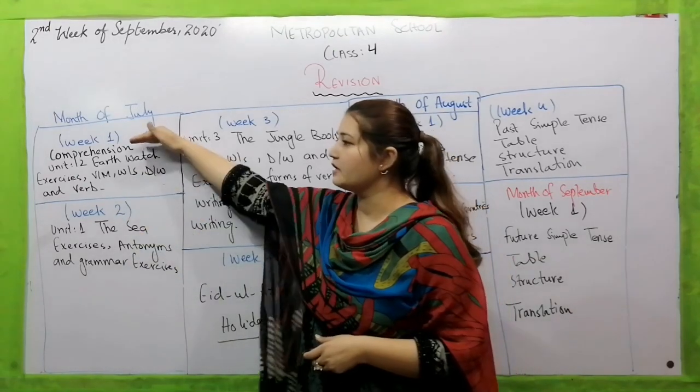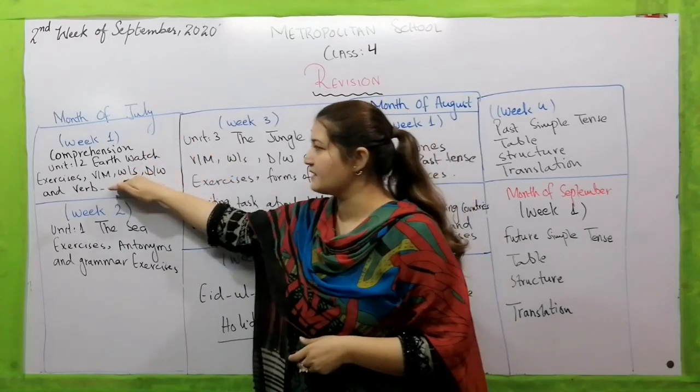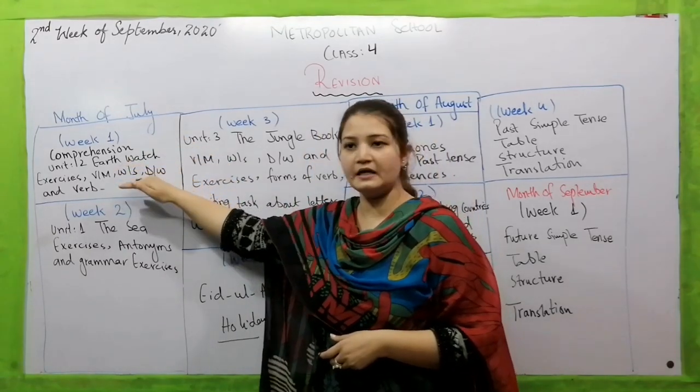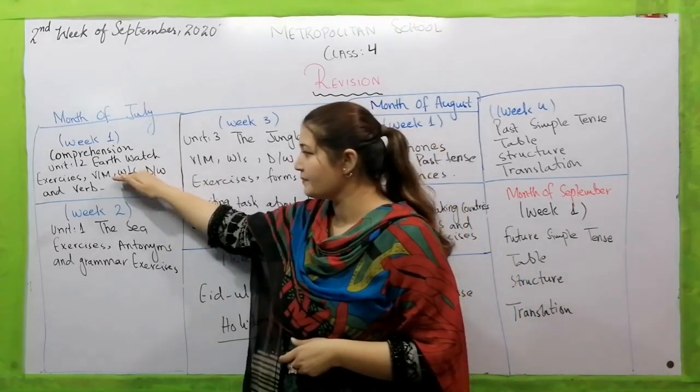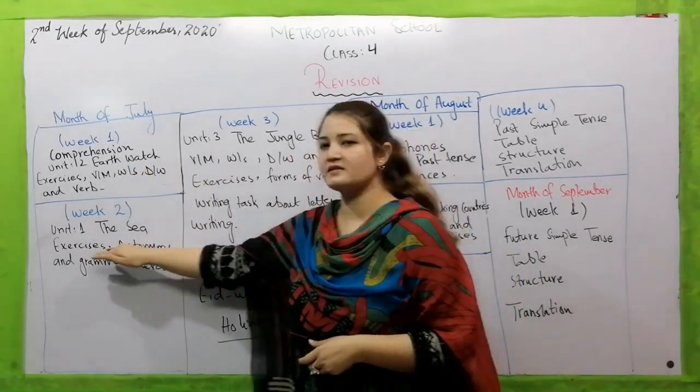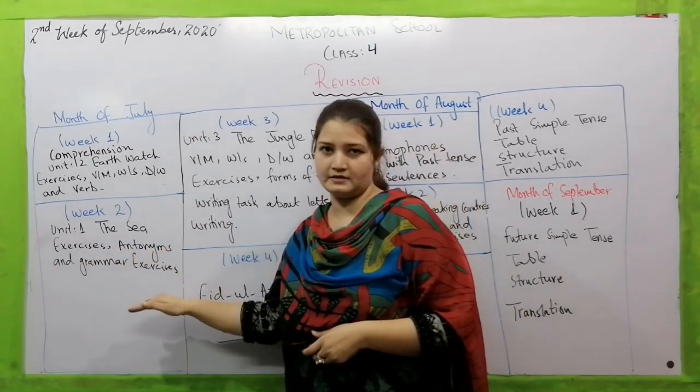What we did: we studied the comprehension, we studied the chapter Earthwatch along with some exercises, vocabulary meanings, word sentences, difficult words. We studied about the verb, and then Unit 1, the sea, with some exercises. We studied some antonyms and some grammar exercises.